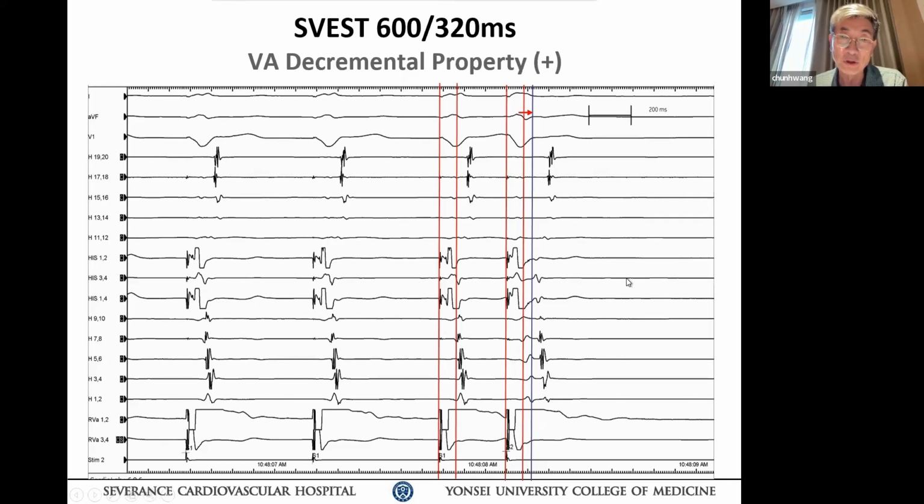Okay? So when you present a case to other people, you can say clearly, this is a retrograde His bundle potential. Therefore, there's no accessory pathway. Okay? Then that's really nailed your diagnosis. Now let me go back to the tachycardia.